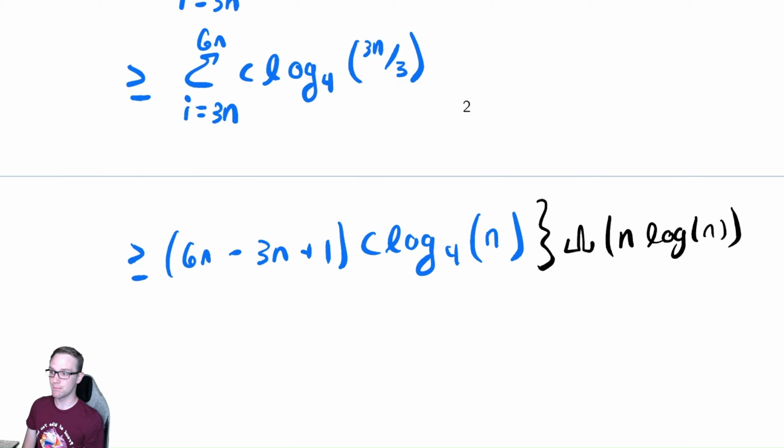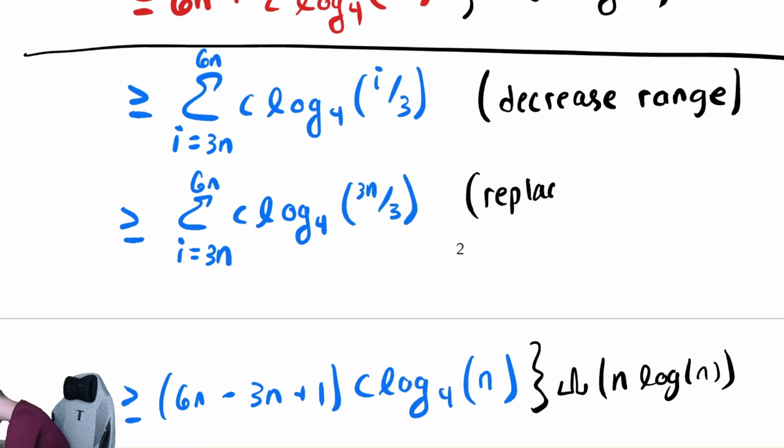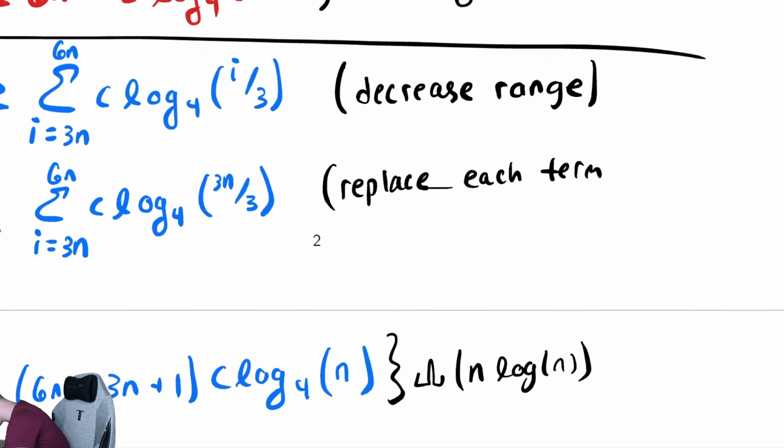Just as we commented on before, we are going to quickly write down what our steps were along the way now that we've done them. The first step was to decrease the range. Decrease range. And the next one was to replace each term with the min. Replace each term with the min.